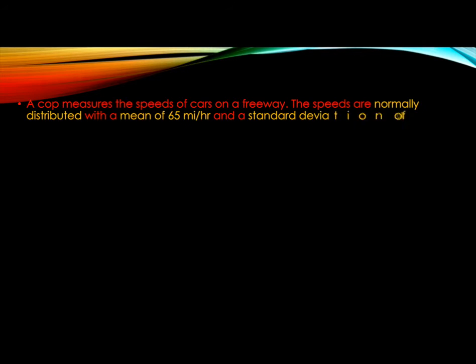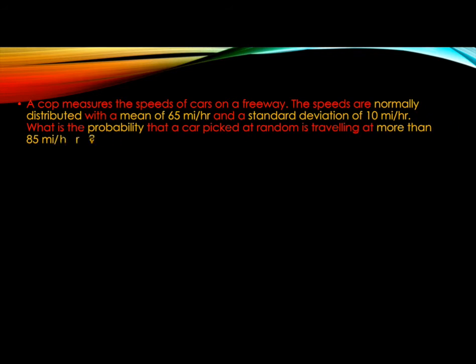A cop measures the speed of cars on a freeway. The speeds are normally distributed with a mean of 65 miles per hour and a standard deviation of 10 miles per hour. What is the probability that a car picked at random is traveling more than 85 miles per hour?